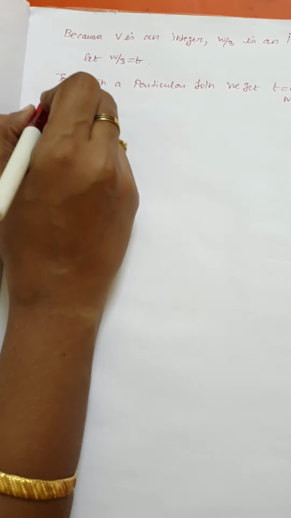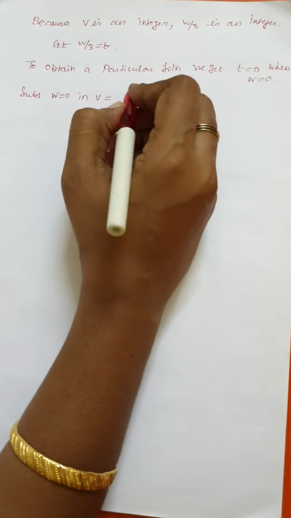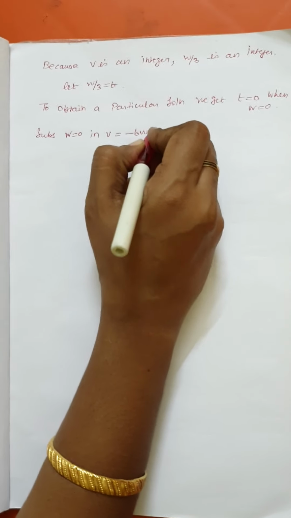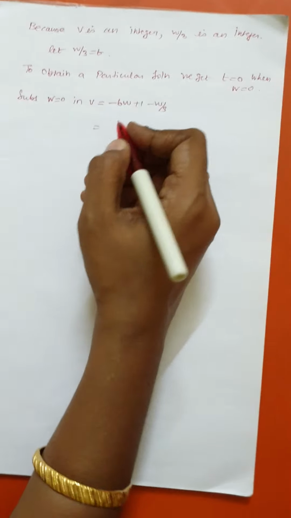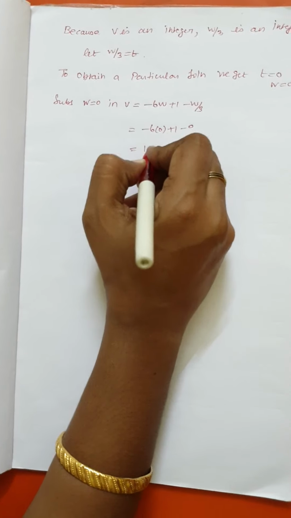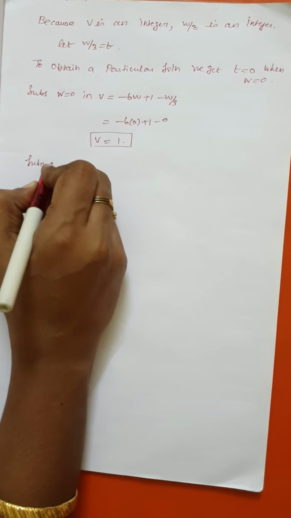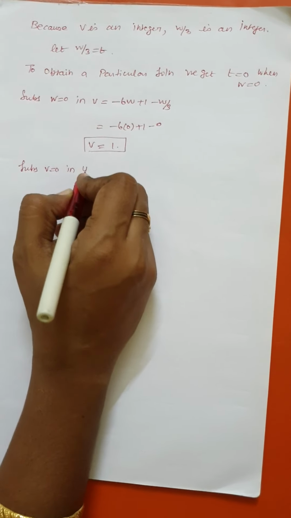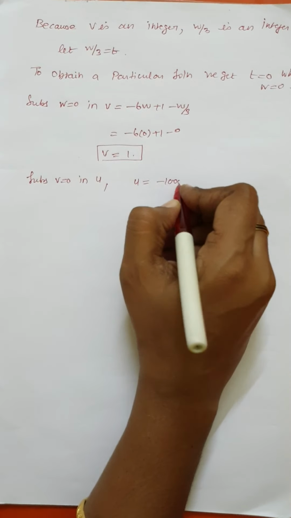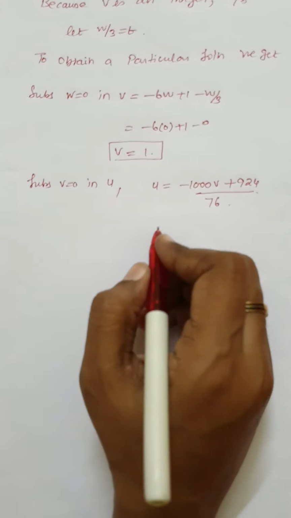So substitute w equal to 0 in v, we will get v as minus 6w plus 1 minus w by 3. Here you have to substitute w equal to 0. So you will get the answer as 1. So v equal to 1 first we get. Next, substitute v in u. You will get u as minus 1000v plus 924 divided by 76 is your u value.